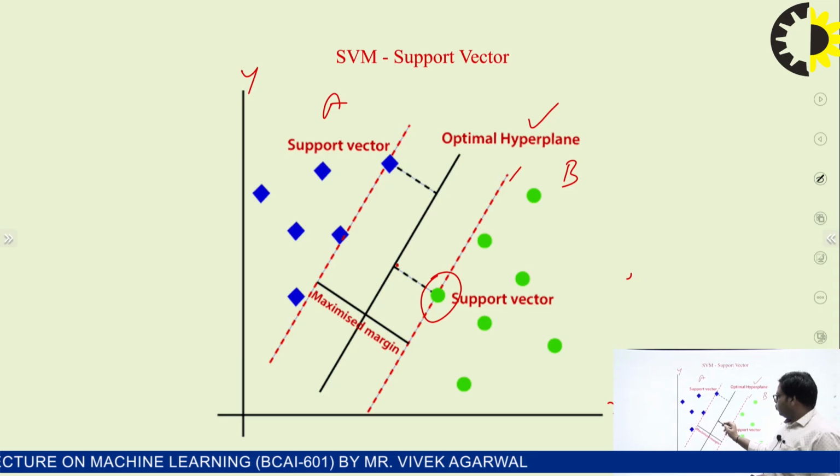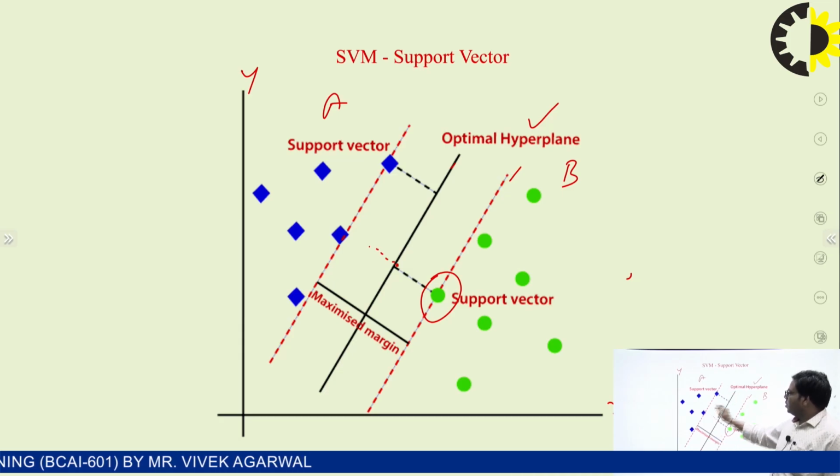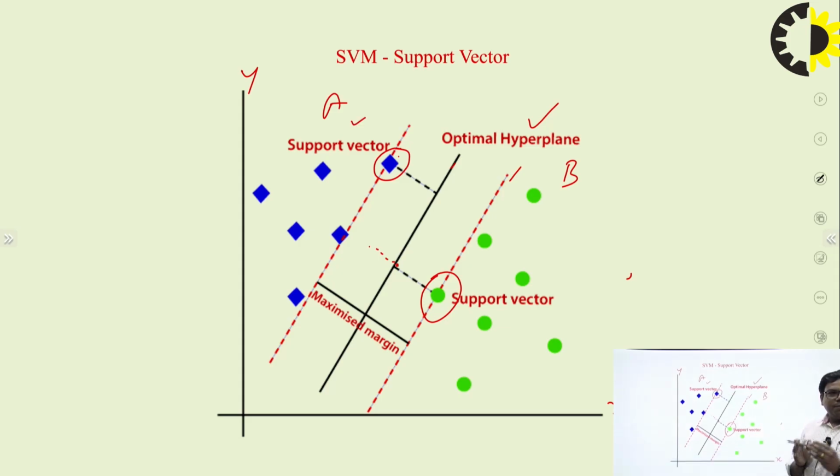Likewise, when we move towards class A with parallel imaginary lines, the very first point or multiple points intersecting with that imaginary line are the support vectors towards class A. So there could be a minimum of 2 support vectors for any SVM, or there could be many more than 2.